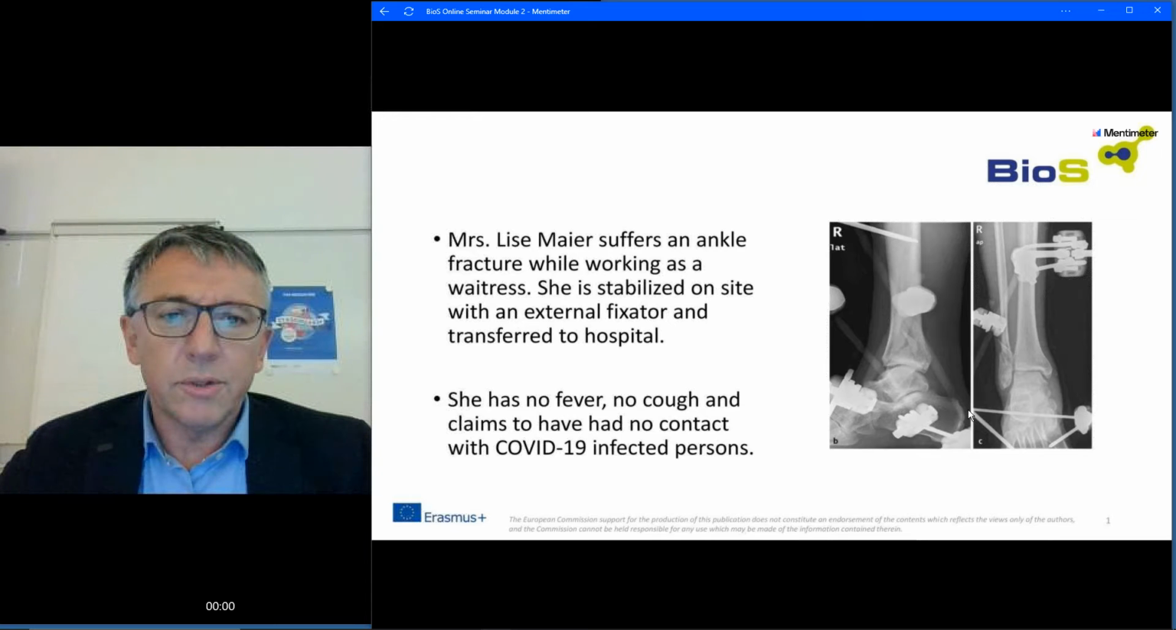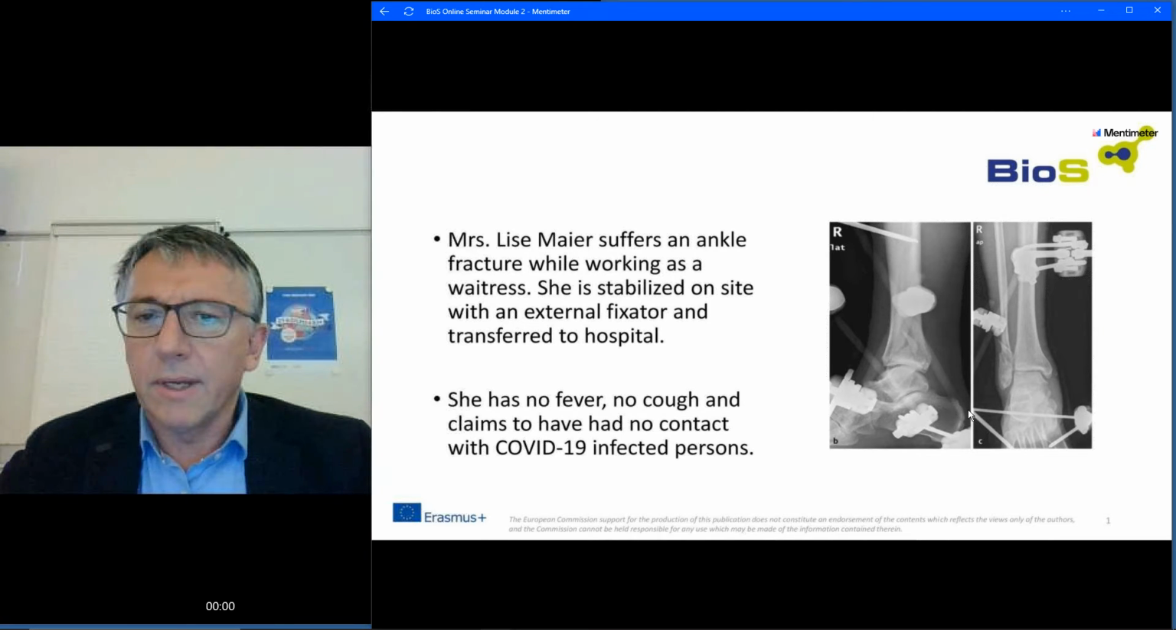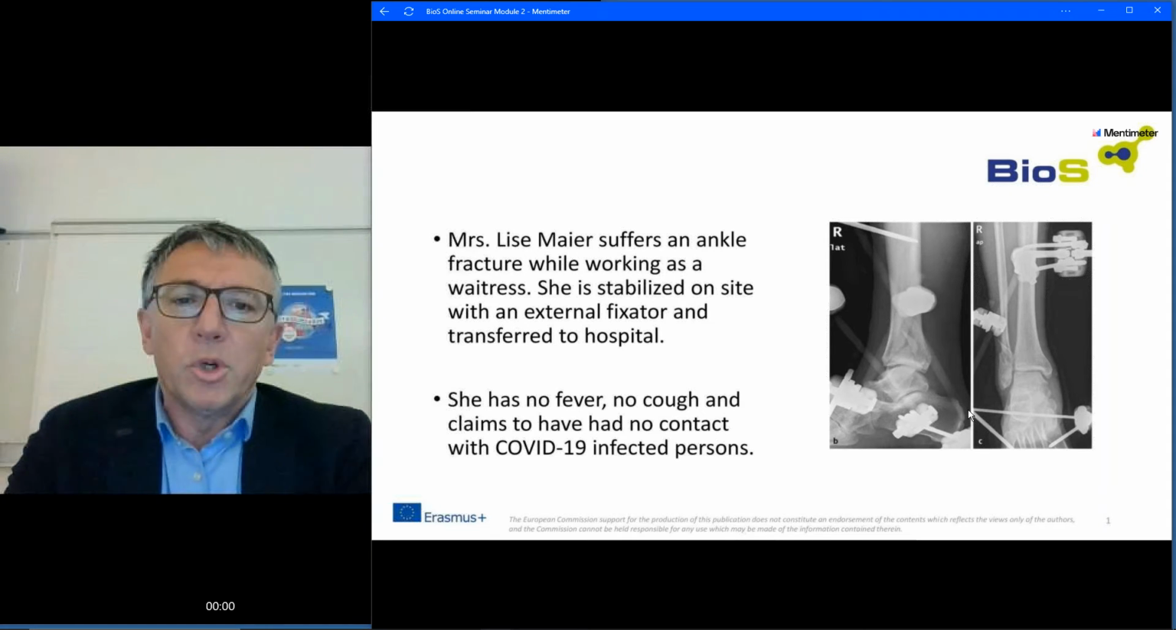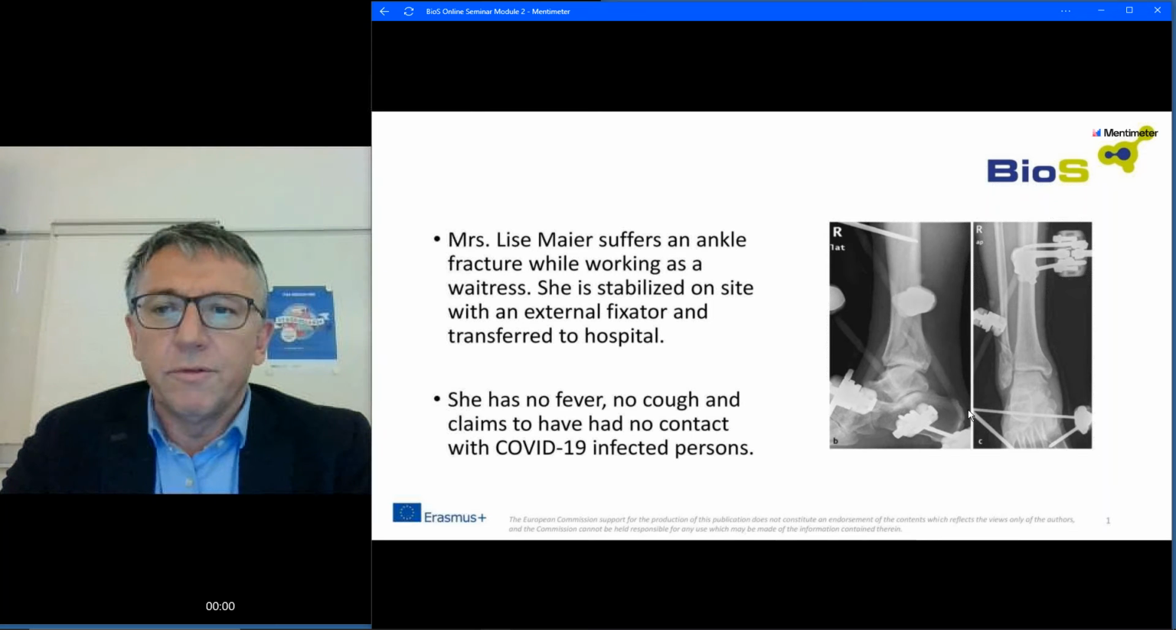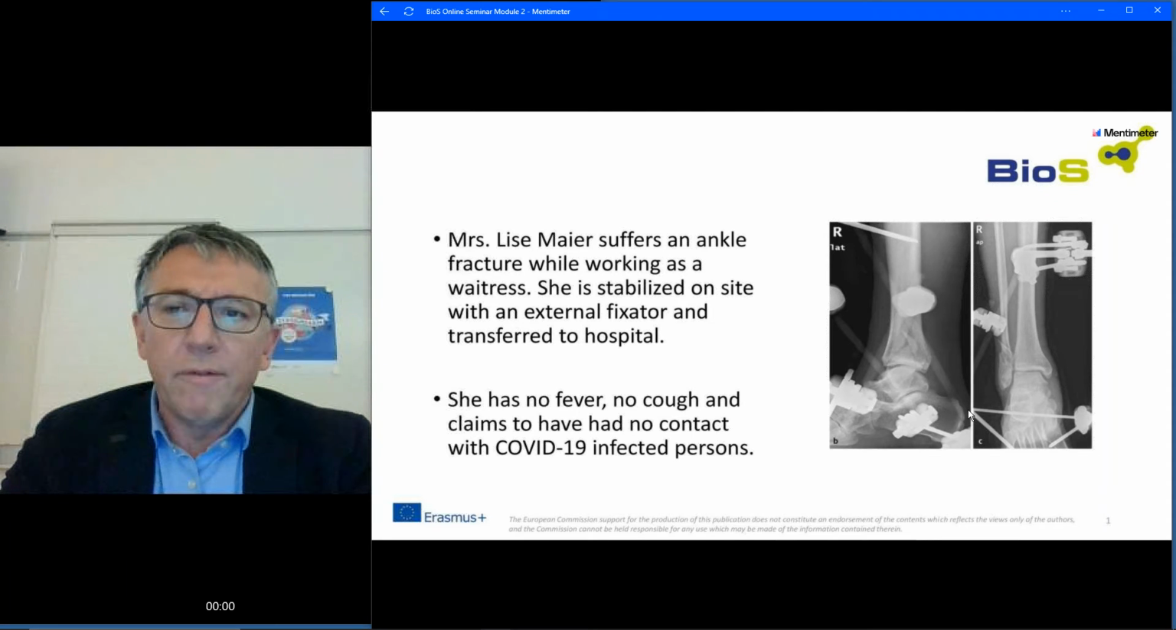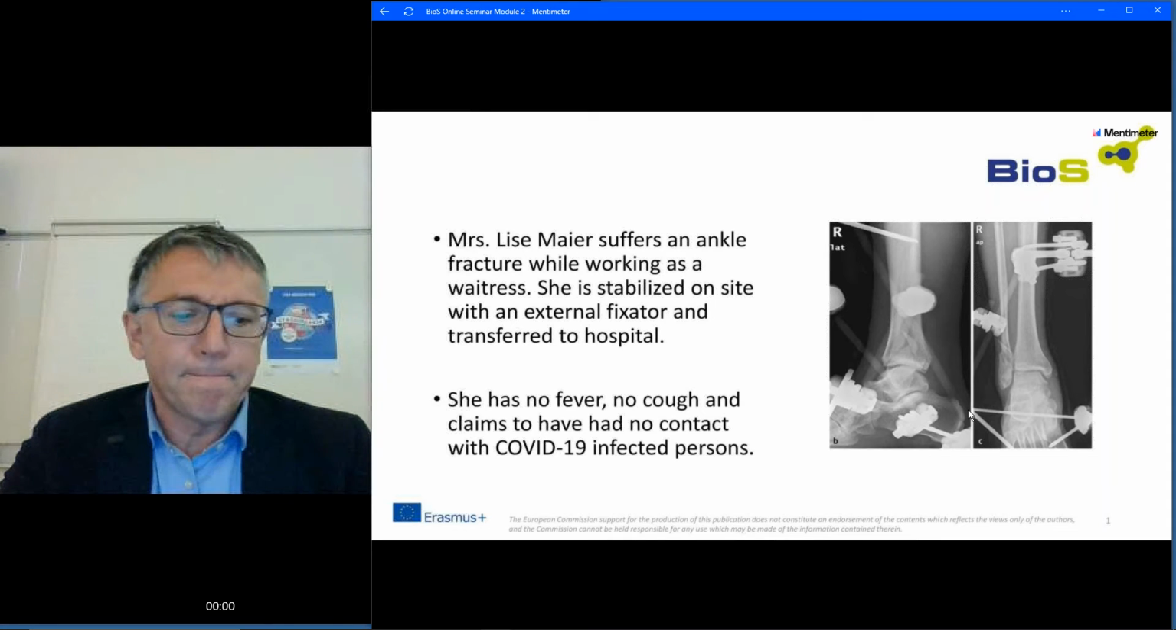She has no fever, she doesn't cough, she claims that she had no contact with any persons that were tested positive for the coronavirus, and she had no real symptoms of any sort that would indicate that she could be positive for coronavirus or that she should have COVID-19 disease.